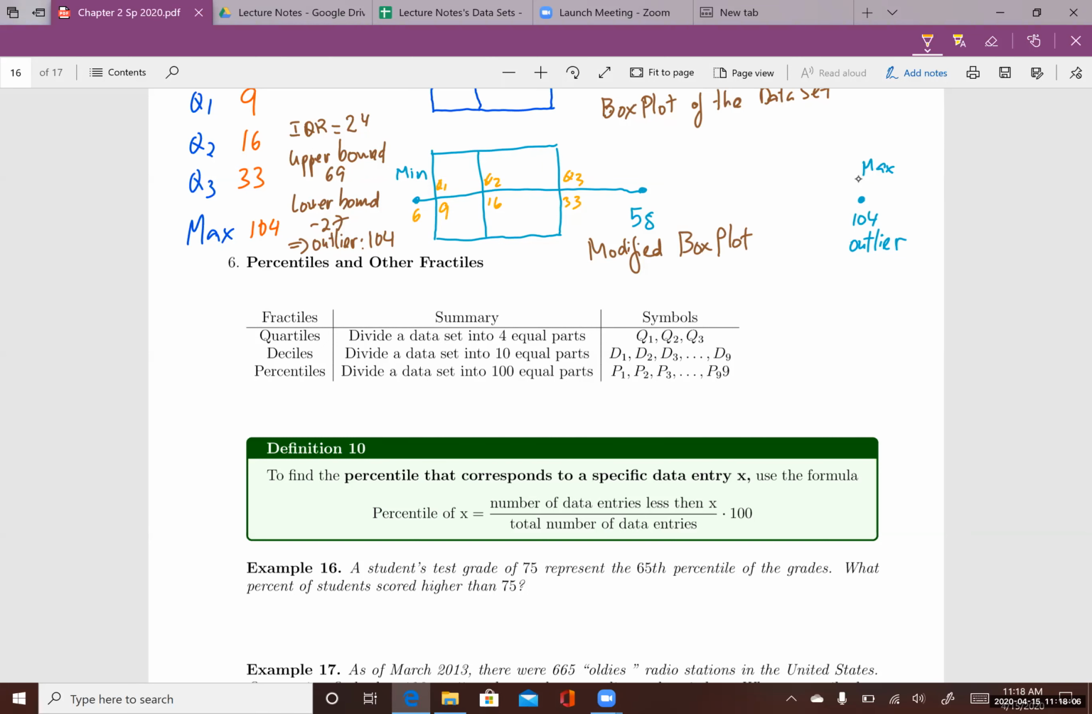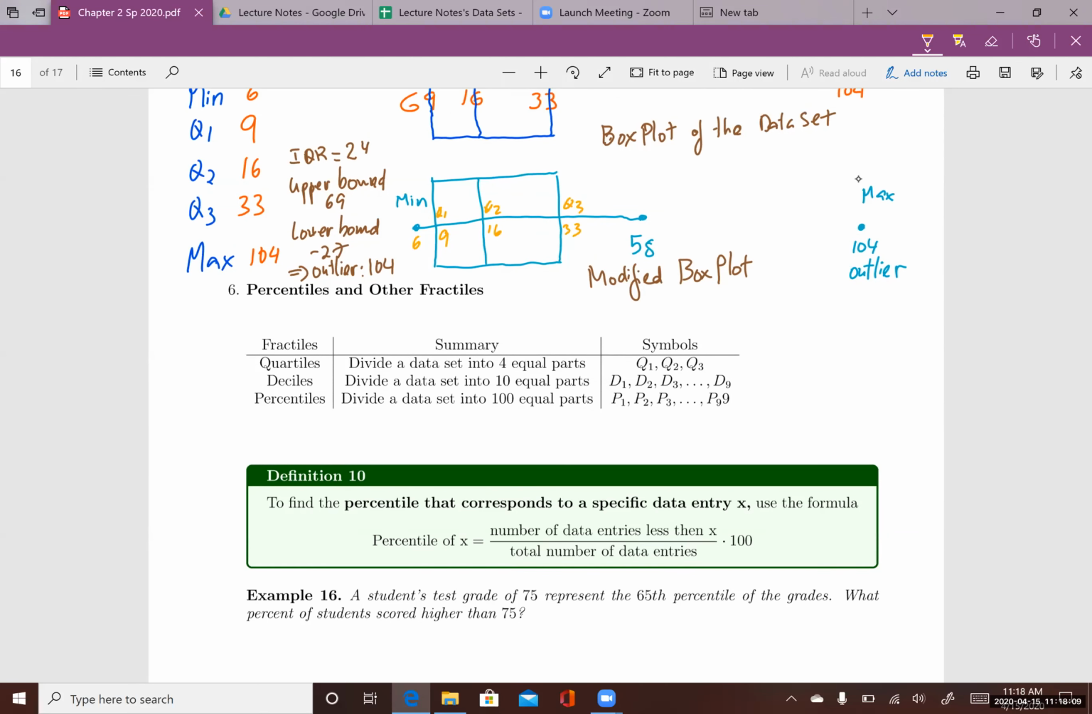All right, the next section is about percentiles and other fractiles that you can use as measures of position. We will discuss quartiles, when you divide the whole data set into 4 equal parts. Deciles divide the data set into 10 equal parts, and you have D1, D2, D3, up to D9. And if you use percentiles, then you divide the data set into 100 equal parts, P1 to P99.